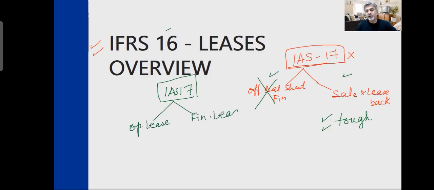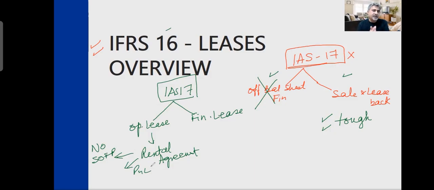Okay. So an operating lease was a simple rental agreement. It is like you take some equipment or some asset on rent. You pay the monthly rents or annual rent, and nothing goes to the SOFP, the statement of financial position, because rental agreements are in P&L. You take an asset, you use it, you pay the rent. You are not the owner of the asset, so you don't take it to the balance sheet. You just put it in your income statement, P&L.